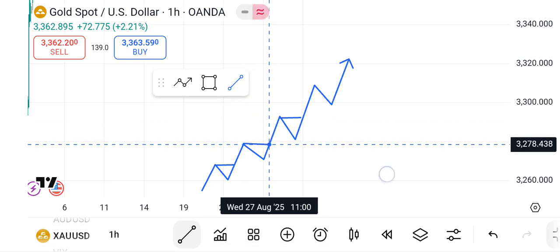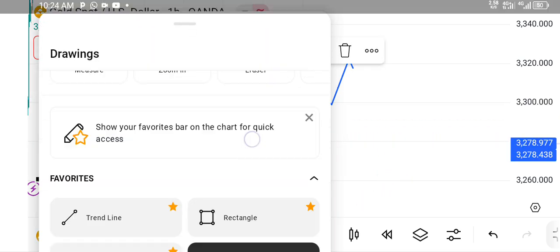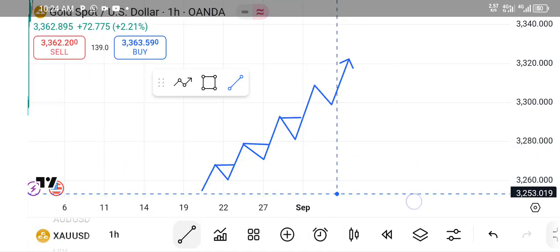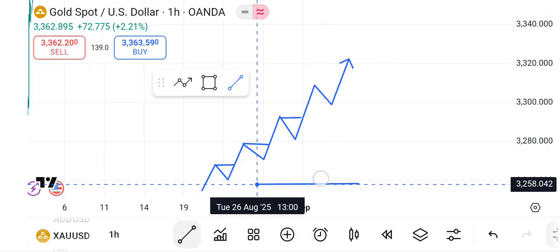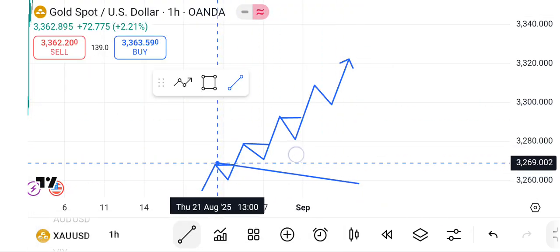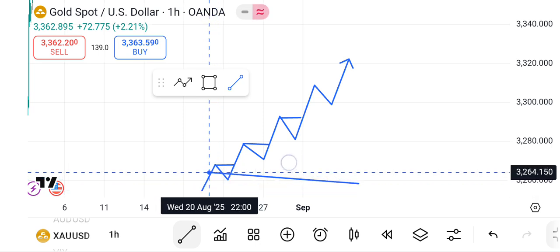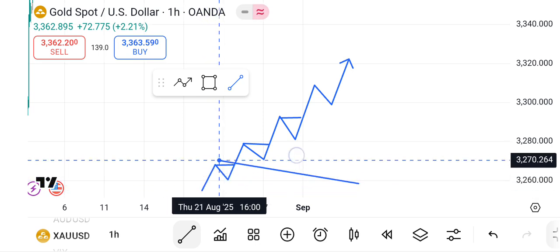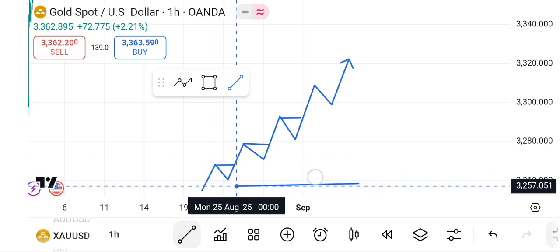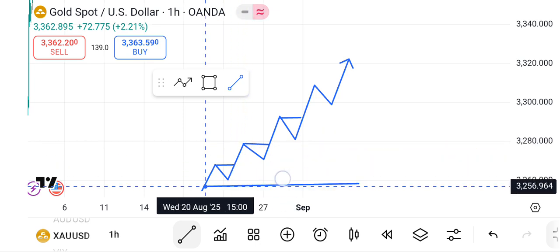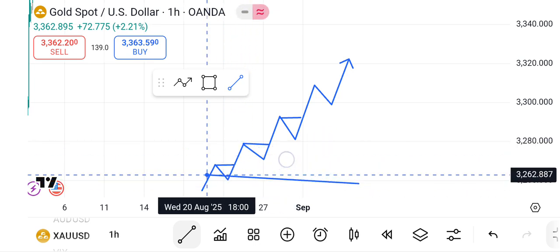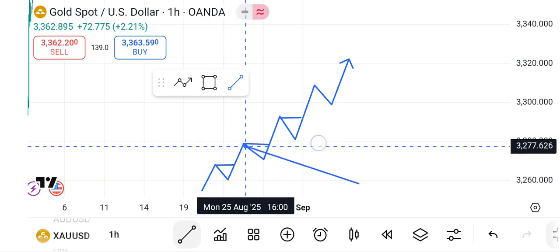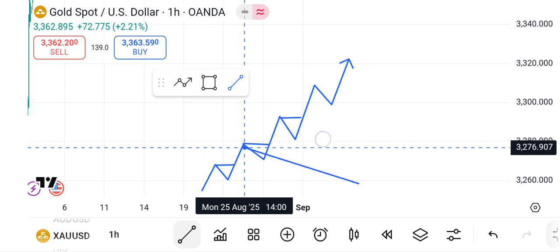Look at this now. So here, price made a higher high, as I told you earlier on. Price makes higher highs and higher lows in an uptrend. So higher high here, higher low, higher high. Why do we call this a higher high? Because this high is higher than this. So price made a higher high here, higher low.